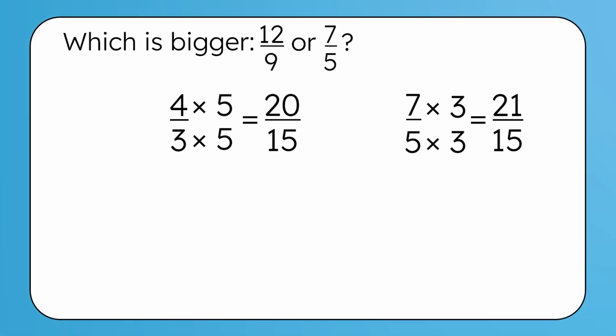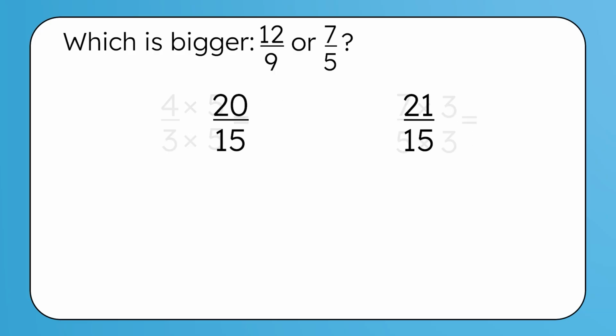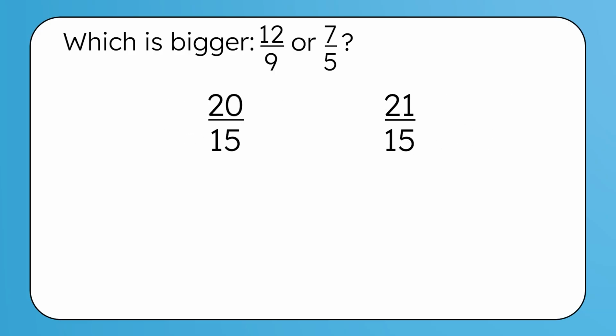5 times 3 equals 15, so 7/5 is equivalent to 21/15. Now that our denominators are the same, we can compare the numerators. Which is greater, 20 or 21? 21 is bigger, so the fraction 21/15 is the largest.